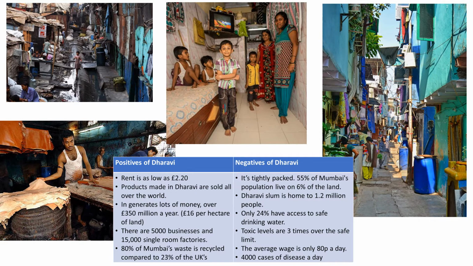However, it's hard to get around the fact that there are 4,000 cases of disease a day, and only 24% have access to safe drinking water. It's all tightly packed. It's not the best if you were to get ill and you needed an ambulance. You wouldn't be getting an ambulance down here, or if there was a fire, this fire could easily spread and it'd be hard to stop it.